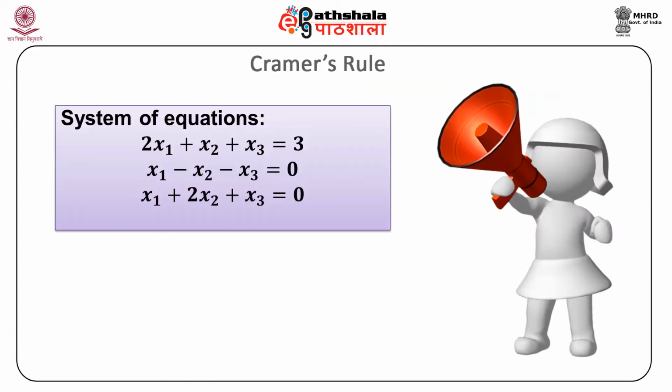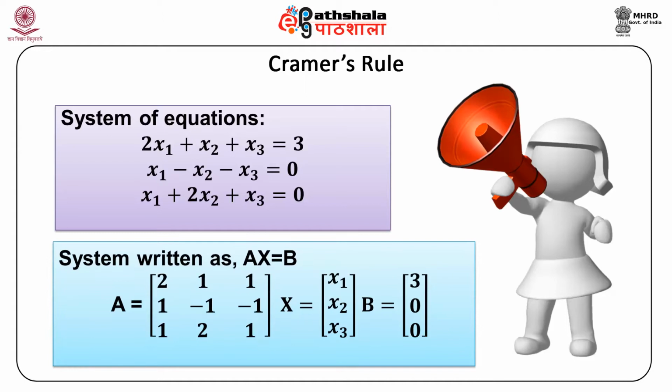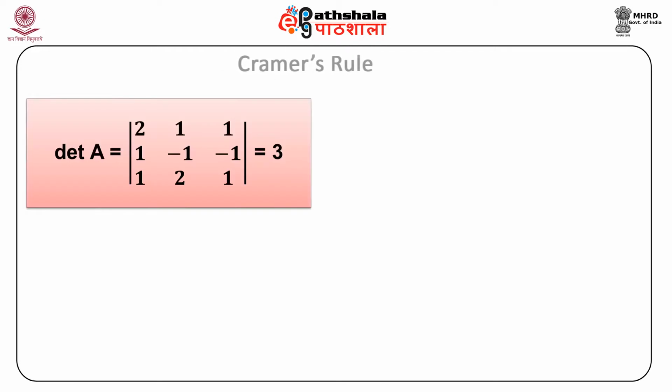Solve the following system of equations. 2x1 + x2 + x3 = 3, x1 - x2 - x3 = 0, x1 + 2x2 + x3 = 0. Solution. The system can be written as Ax = b, where A is 2, 1, 1; 1, -1, -1; 1, 2, 1, x is x1, x2, x3, and b is 3, 0, 0.